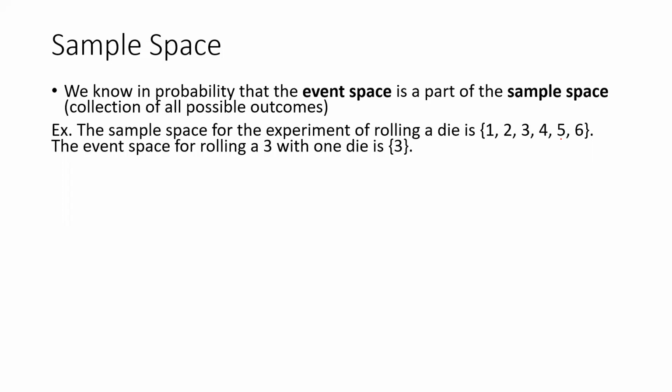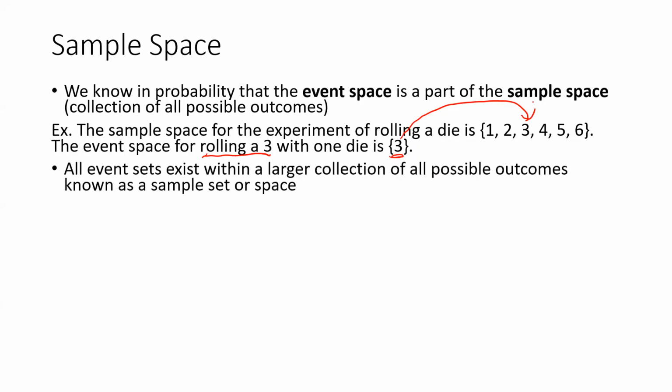And I think I just said 1, 2, 3, 4, 5. I forgot the 6 there. I apologize for that. And the event space for rolling a 3, let's say that you're only interested in actually rolling a 3, you would just write 3. And we can clearly see here that 3 obviously belongs in the sample space. It's part of that bigger set of all the possible outcomes.